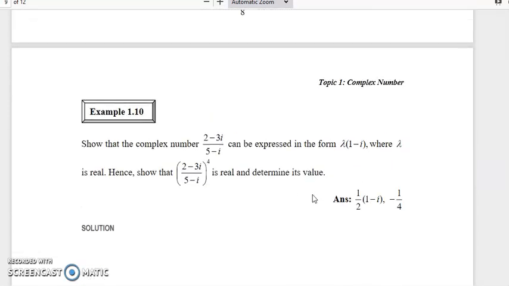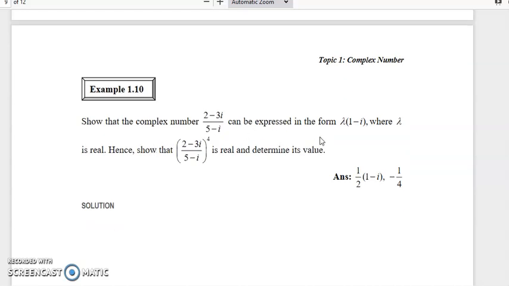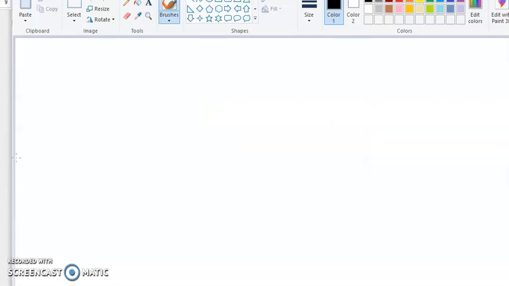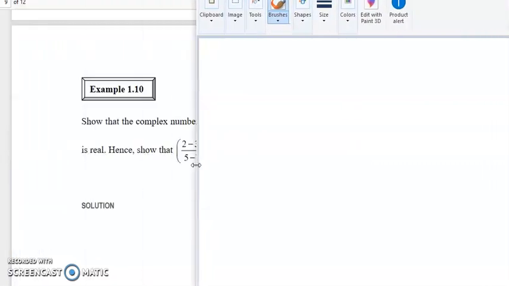For the last example, show that the complex number can be expressed in the form of lambda times (1 minus i), which means you need to find the lambda, where the lambda is a real number. Hence, show that (2 minus 3i) over (5 minus i) is a real, and determine its value. Okay, so in this case, what can you do? You need to use your conjugate.